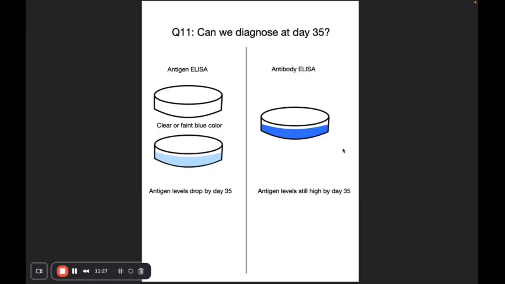Both the antigen and antibody ELISAs rely on a specific interaction between antigens and antibodies and on an enzyme reaction that creates a visible color change. Together, these tests give scientists and healthcare workers the tools to figure out who is currently infected, who has recovered, and who has developed immunity.